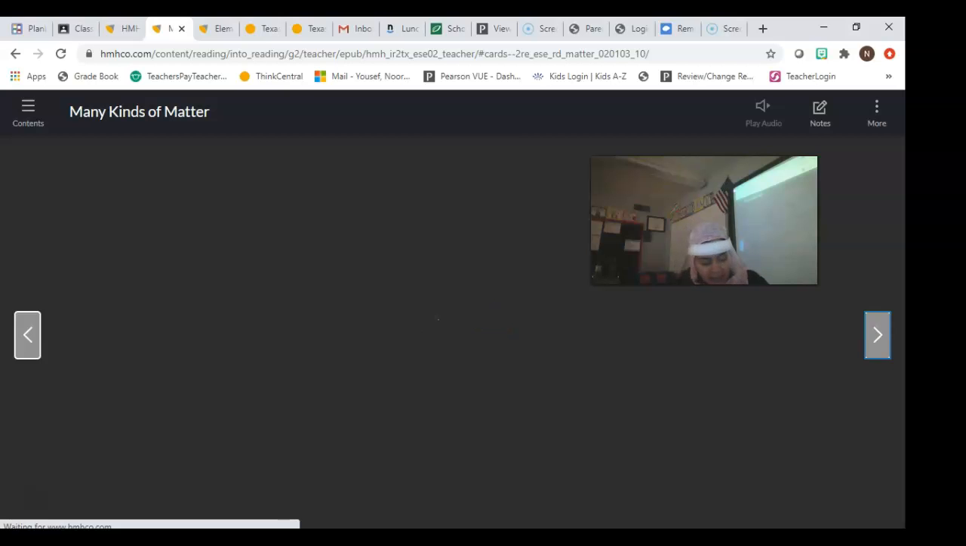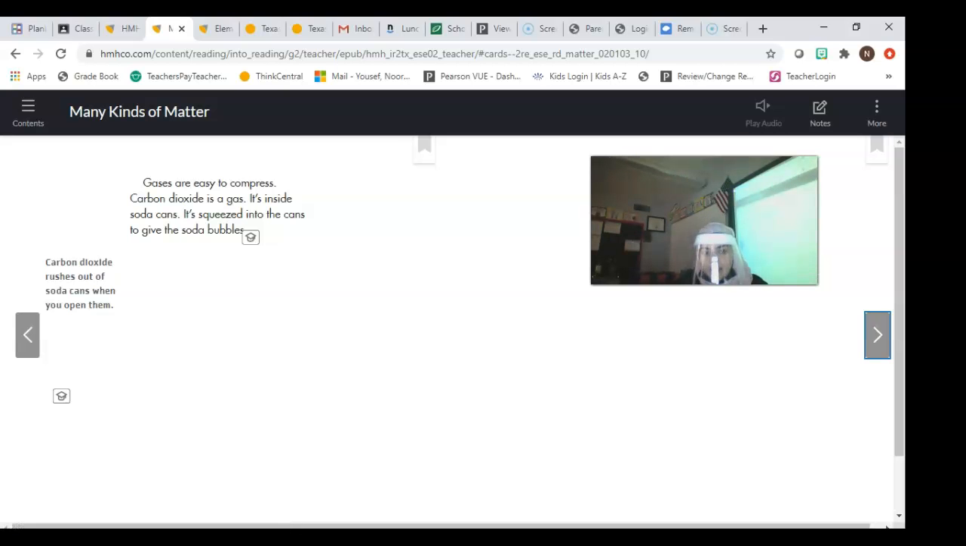All right. 132. Gases are easy to compress. Carbon dioxide is a gas. Gases are easy to compress, okay? That means you can put them in a different container, kind of like a liquid. Carbon dioxide is inside soda cans. It's squeezed into the cans to give the soda bubbles. That's why when you open the can, it splashes out a little bit, right? It's not the soda that's splashing out, it's the carbon dioxide. And again, the carbon dioxide is a gas.